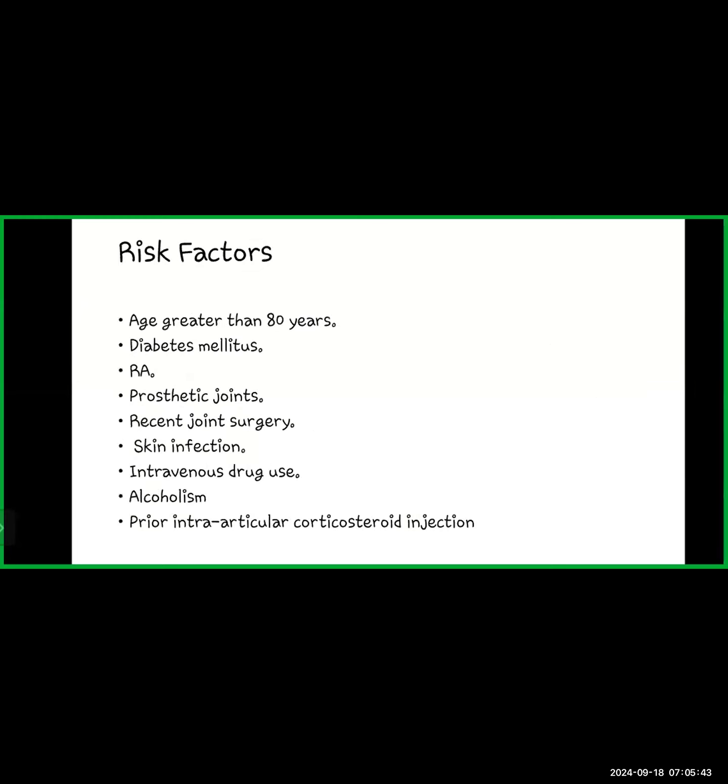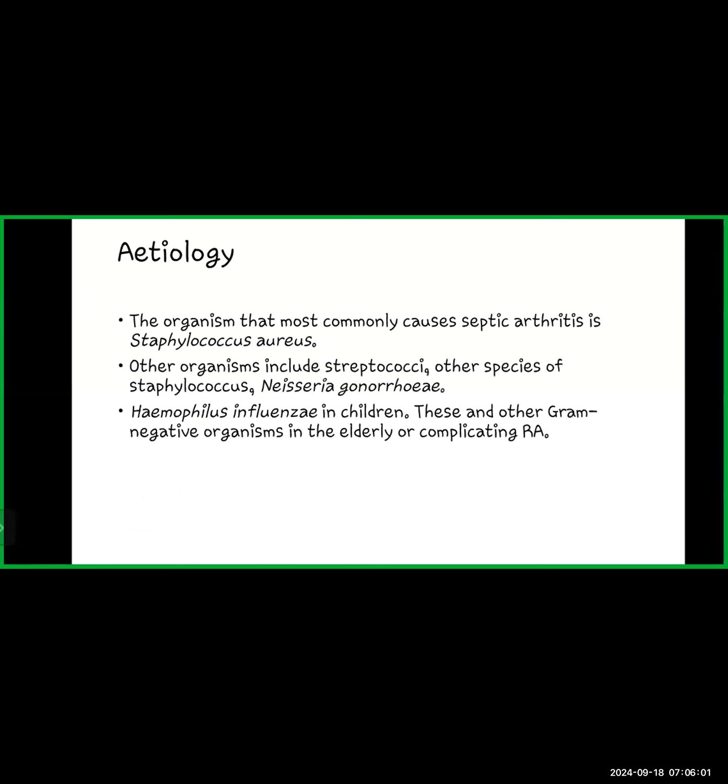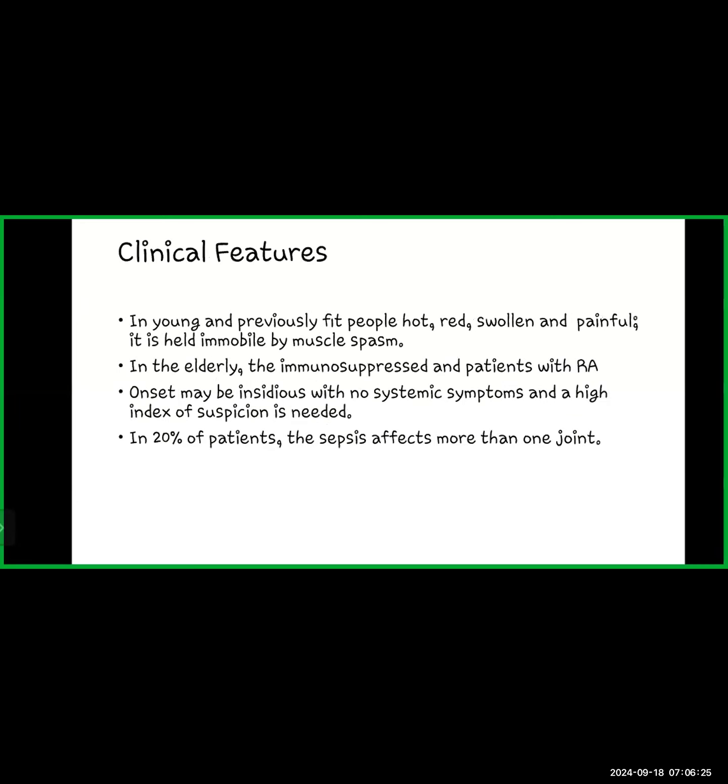The risk factors are age greater than 80 years, diabetes mellitus, rheumatoid arthritis, prosthetic joints, recent joint surgery, skin infection, intravenous drug use, alcoholism, prior intra-articular corticosteroid injections. The organism most commonly causing septic arthritis is Staphylococcus aureus. Other organisms include streptococci and other species of Staphylococcus, and Neisseria gonorrhoeae. Haemophilus influenzae in children. Gram-negative organisms occur in the elderly or those with complicating rheumatoid arthritis.